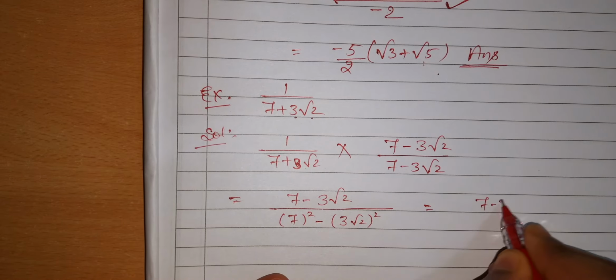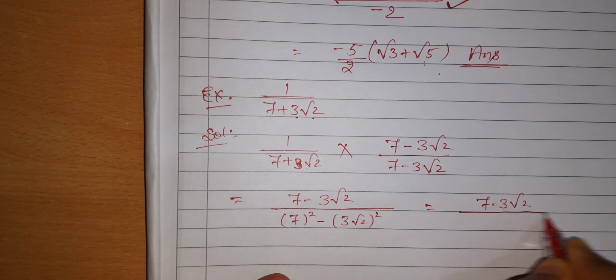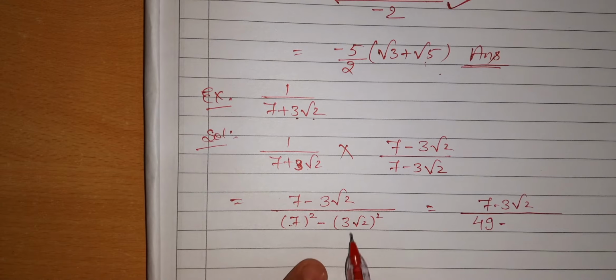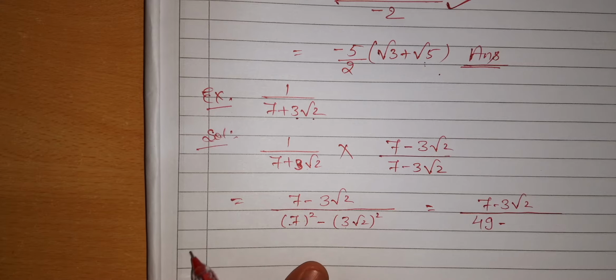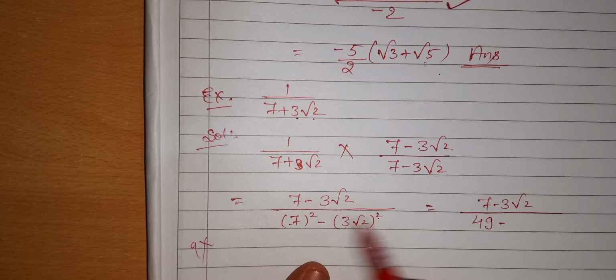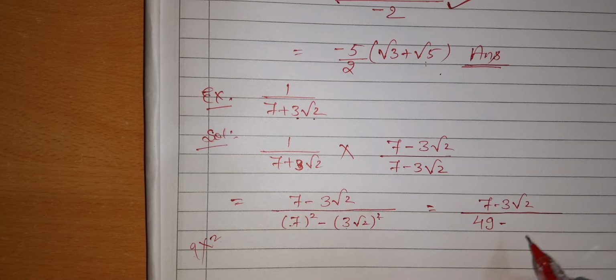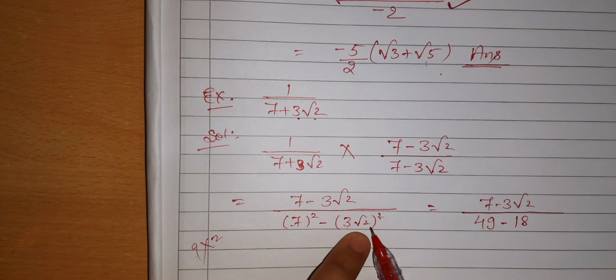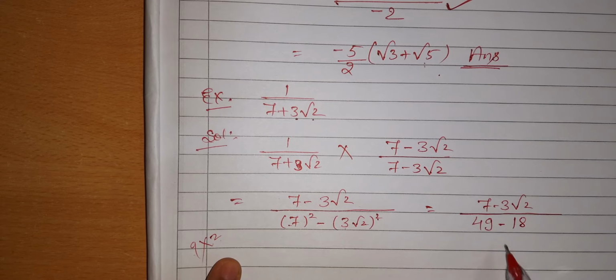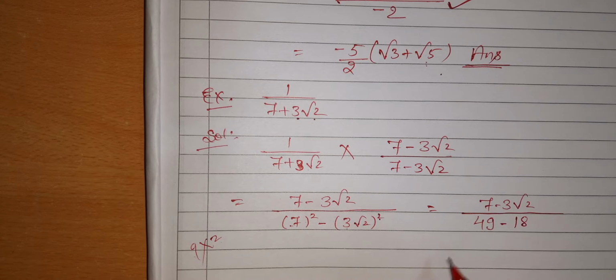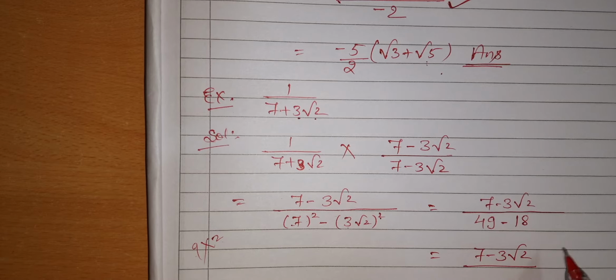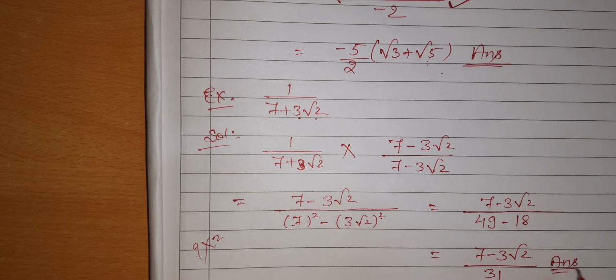So 7 minus 3 root 2 in the numerator. In the denominator, 7 square is 49. Now how to find the square of 3 root 2? The square of 3 is 9 and the square of root 2 is 2. So 9 times 2 is 18. So 7 minus 3 root 2 by 49 minus 18, which is 31. So this is the answer.